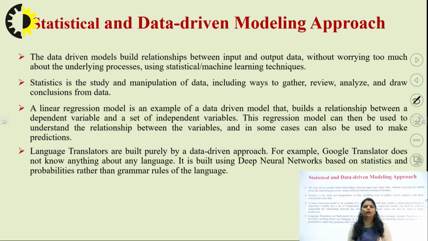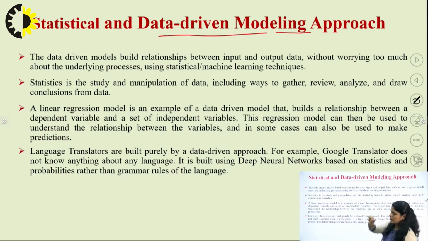Now, we come to the statistical and data driven modeling approach. If we talk about the modeling approach, in science we can say that there are two types: the first one is the data driven models and the second one is the process based models. Within the scope of our subject and this lecture, we will focus only on the statistical and data driven modeling approach. So, what is the data driven modeling approach?